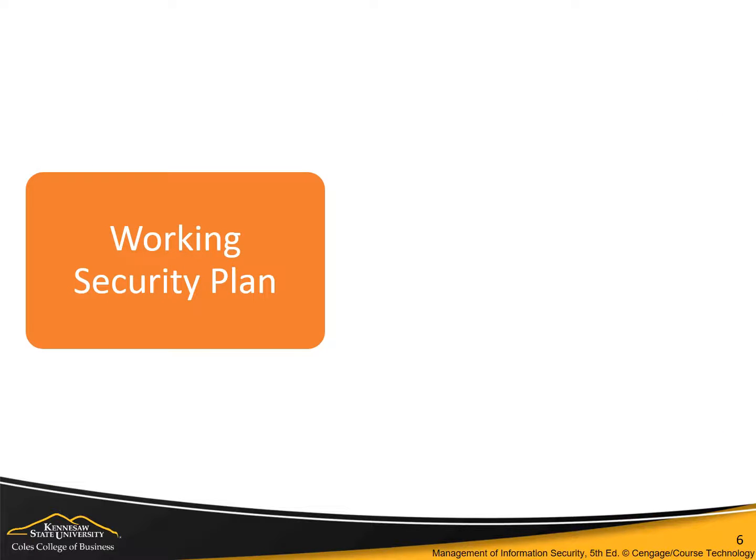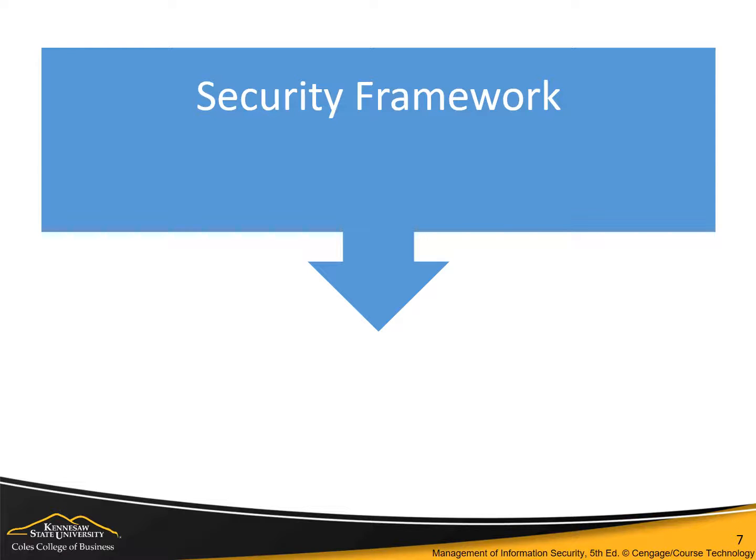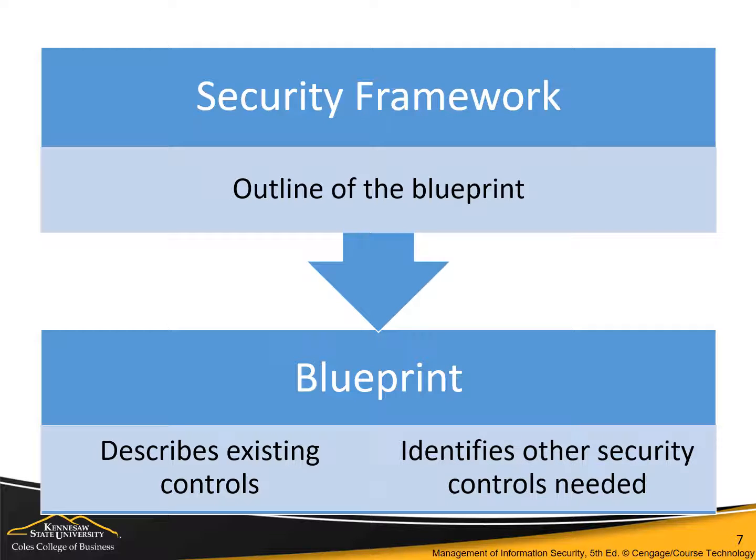We know that InfoSec professionals must design a working security plan and have talked about methods of achieving a good plan. Then what? Do we cross our fingers and hope it works? The next step is to implement a management model to execute and maintain that plan. This process may begin with the creation or validation of a security framework, followed by an InfoSec blueprint that describes existing controls and identifies other necessary security controls. A framework is the outline of the more thorough blueprint, which is the basis for the design, selection, and implementation of all subsequent security controls.